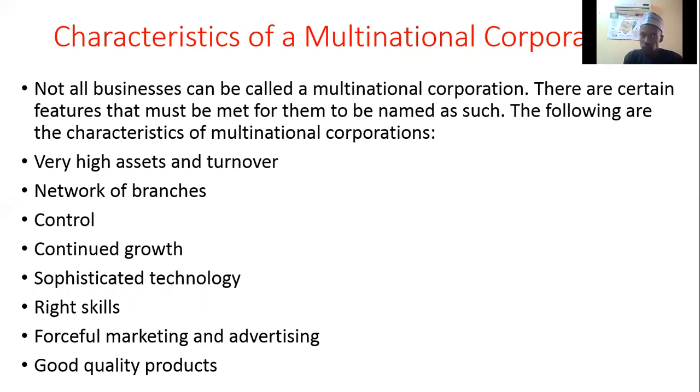Like for example, Nestle in Nigeria has a lot of warehouses and operating offices in Lagos, Kano, and many other big cities in Nigeria. So even within the country, they have a lot of branches, and they also have branches in many countries in the world. And then they control a large amount of money and a large number of employees, resources and assets across many countries.